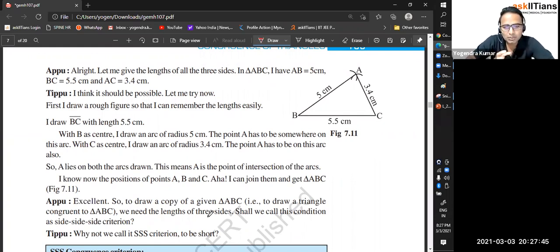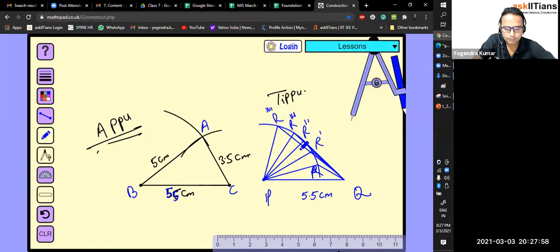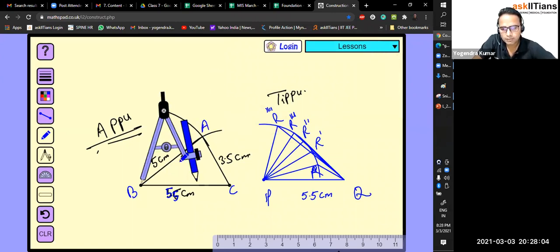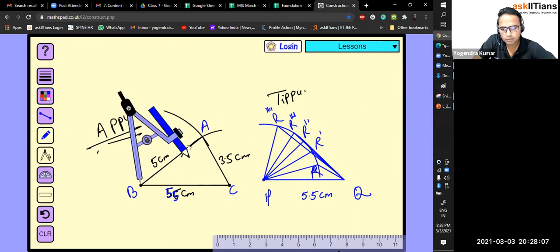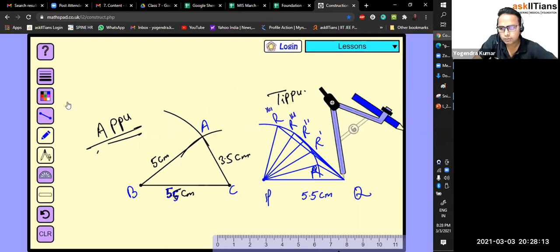So did you get the congruency thing, right? What is triple S congruency? All the sides are exactly available in the other triangle, right? So if you want to make a congruent triangle, you need to have like 5 centimeters. The third side is 5 centimeters. So I need to cut that much only from the third side. Are you getting it?